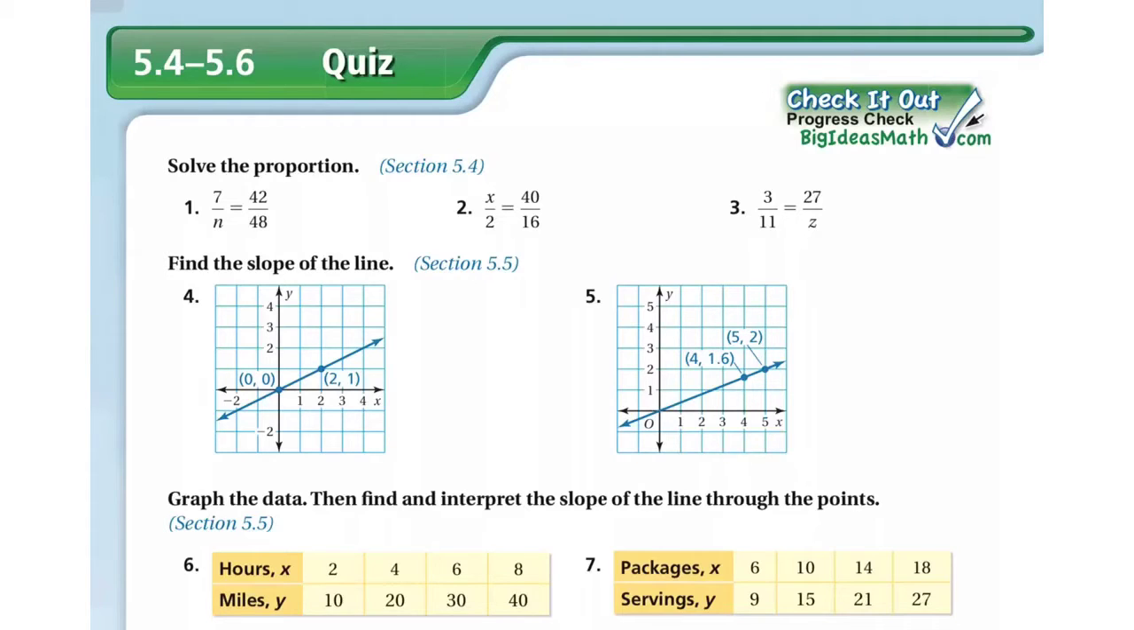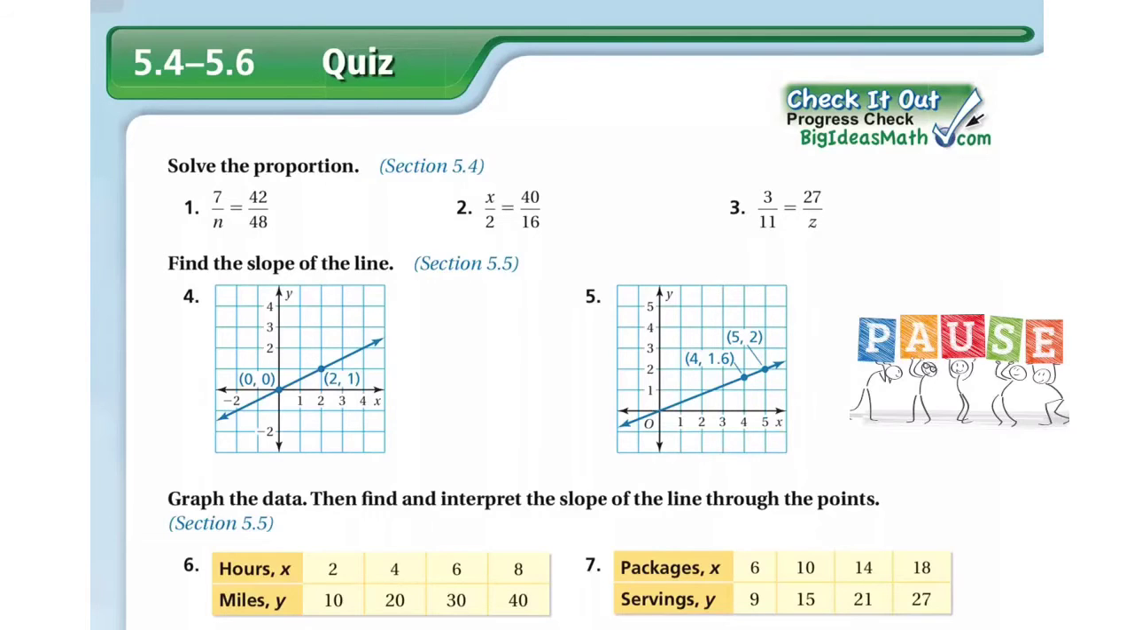And then for 6 and 7, it says find and interpret the slope of the line through the points. So remember, the slope of the line is change in y over change in x. And then simplify that if possible.